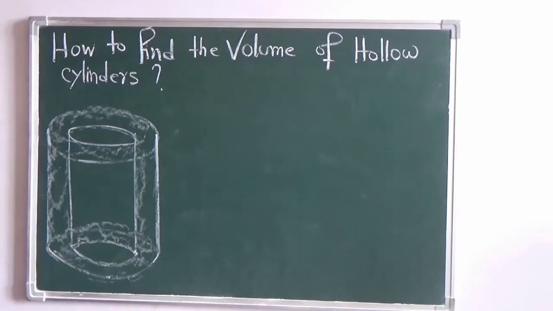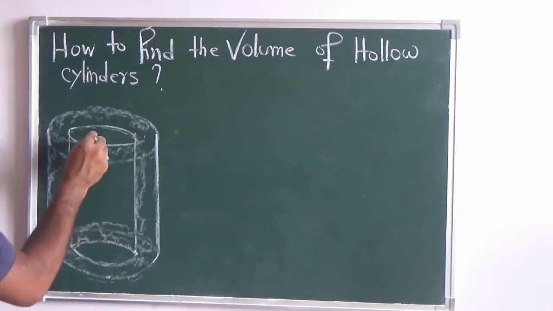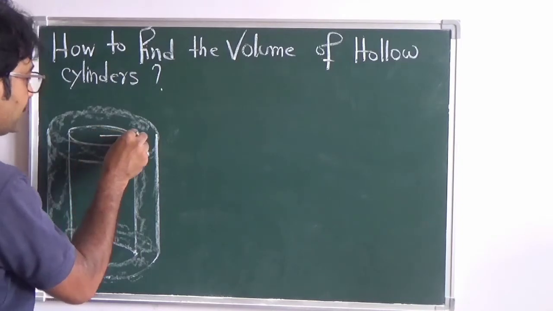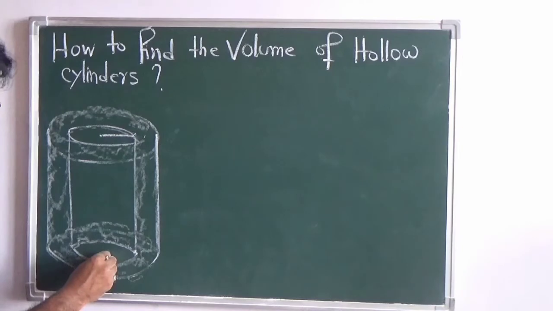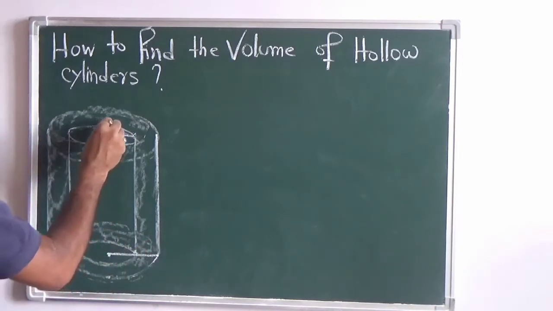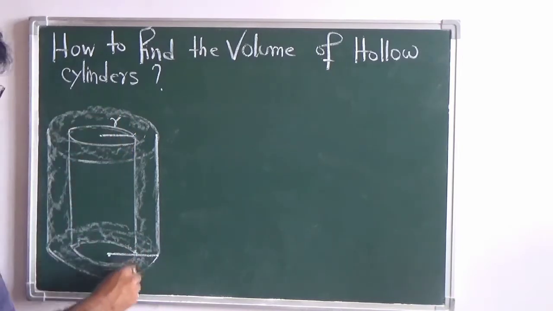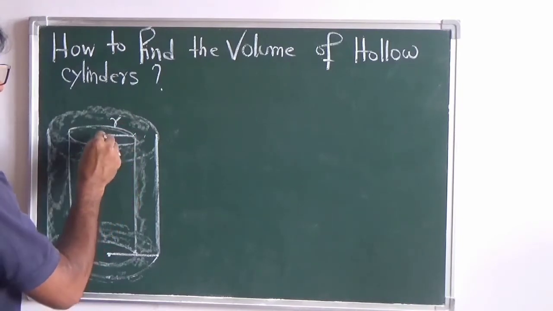So you need to find the volume of this hollow cylinder. You can see two circular parts, the smaller one and the bigger one. Let the radius of the smaller circle be small r and the radius of the bigger circle be capital R.